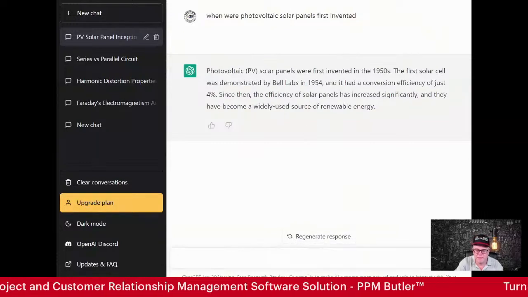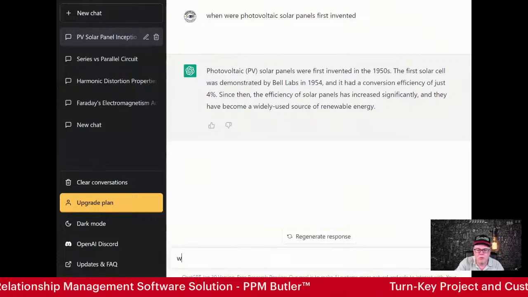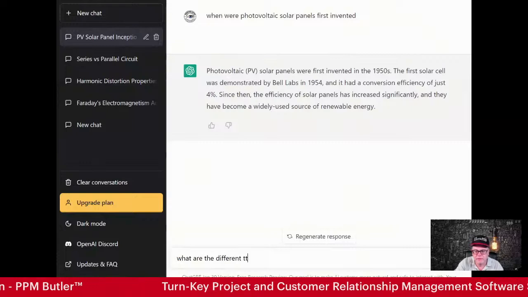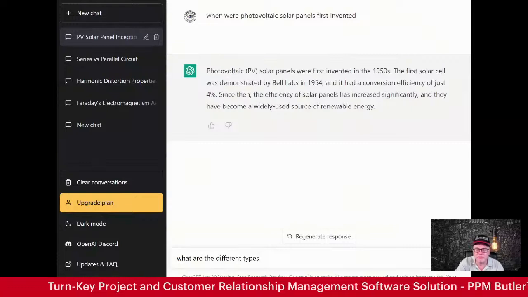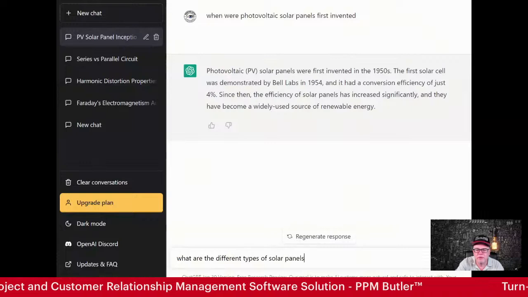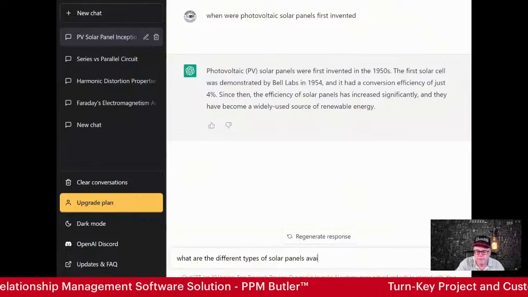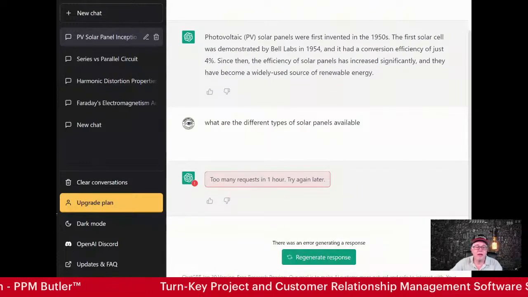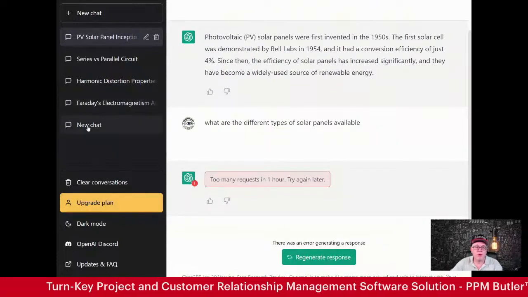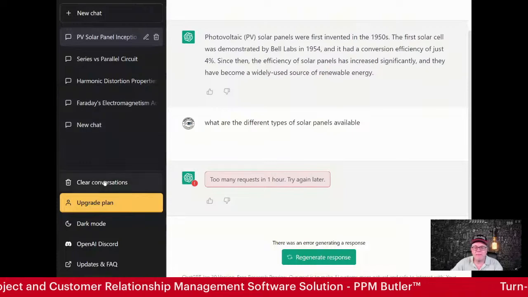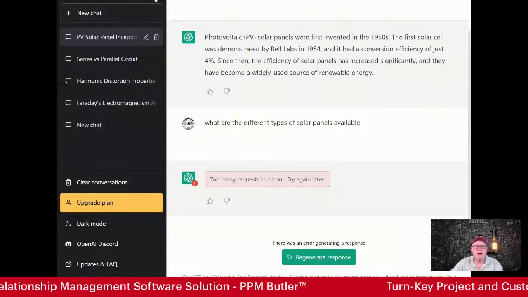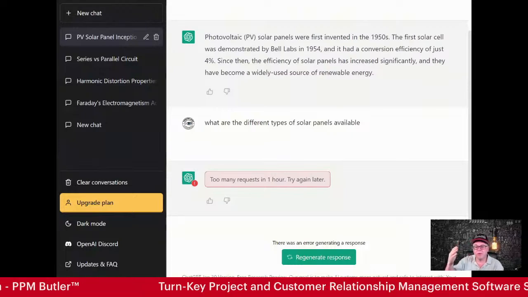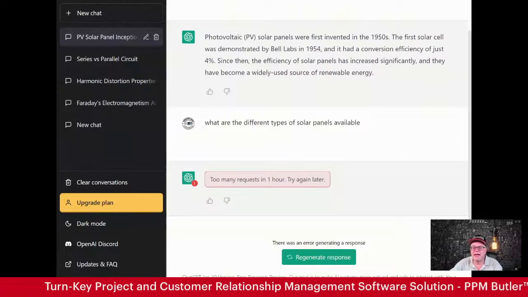But obviously, I do want to try, what are the different types? See if it kind of forgets. Can't be that smart. Different types of solar panels available. Too many responses. Okay. So we did quite a few responses. You're probably not going to need to do that many other responses. But again, it could be perfect timing.